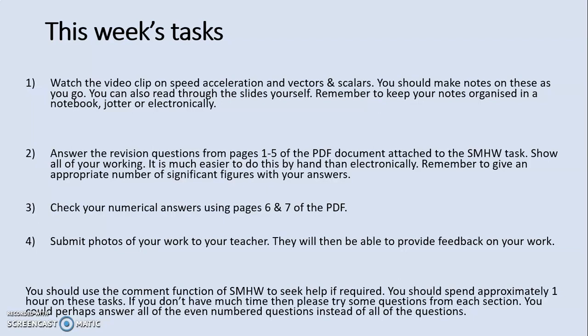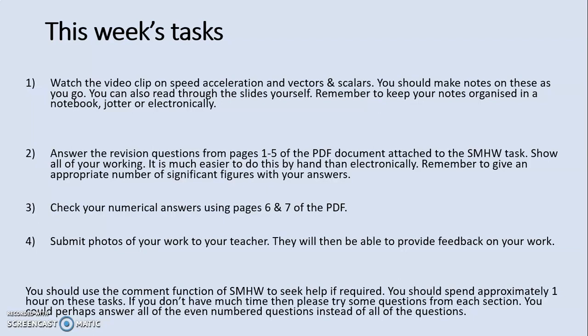Once you've gone through the theory, you should answer the revision questions from pages 1 to 5 of the PDF document, which is attached to Show My Homework. Please show all of your work in. It's much easier to do physics questions by hand than it is electronically, well, the calculation questions anyway. Remember, as I've said already, give an appropriate number of significant figures with your answer. We've also attached the numerical answers to the PDF. It's on pages 6 and 7, so you can check your answers.